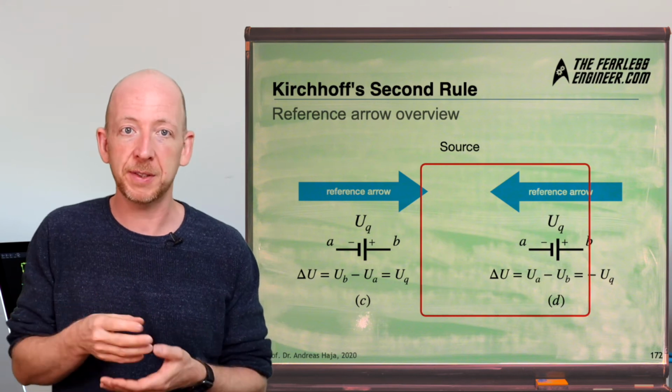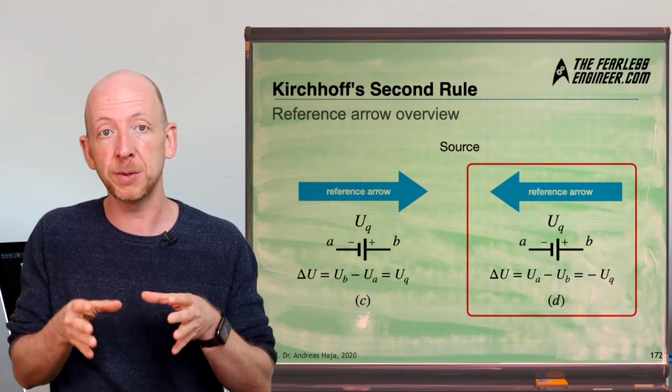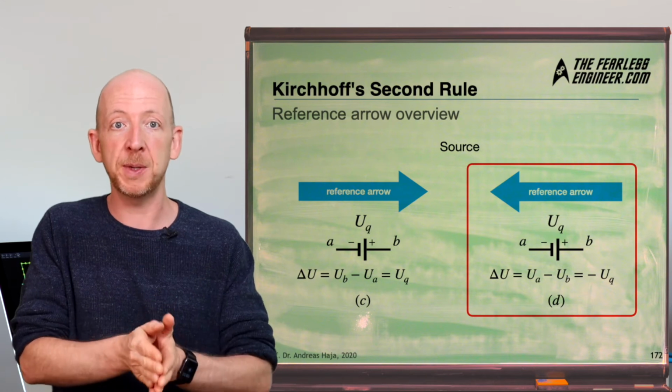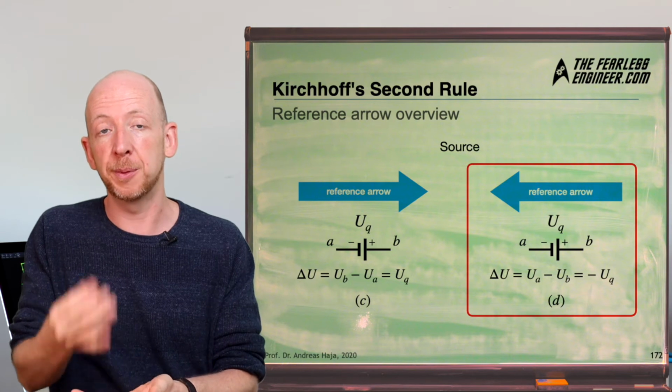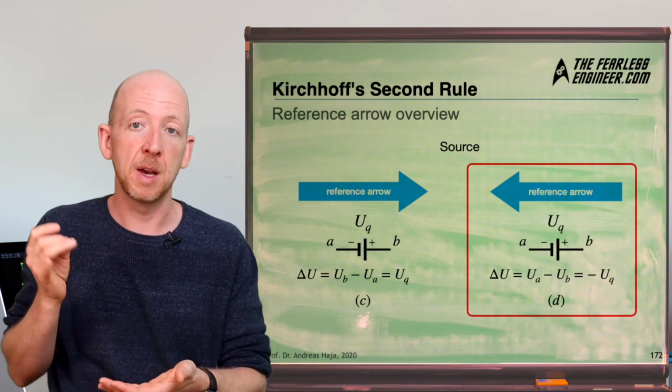And in diagram D, just as with the resistor, we can of course also move from right to left, which means that the potential in front, this is the negative pole in this case, is lower than the potential on the other side. So the sign becomes negative.